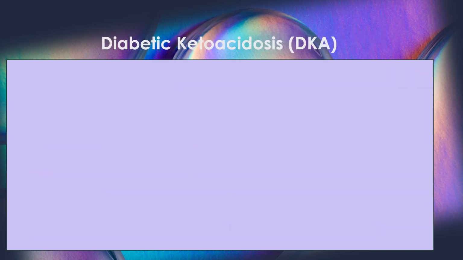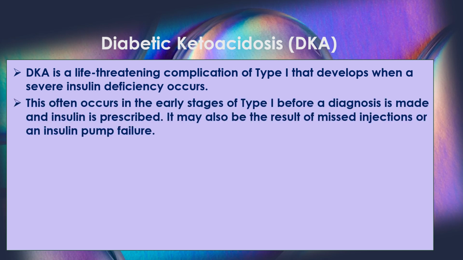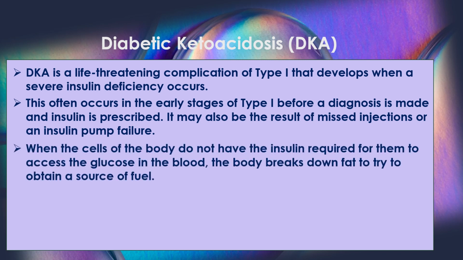A severe complication of diabetes mellitus, generally in this case type 1, is diabetic ketoacidosis, or DKA. This is a life-threatening complication of type 1 that develops when a severe insulin deficiency occurs. This often occurs in the early stages of type 1 before a diagnosis is made and insulin is prescribed. It may also be the result of missed injections or an insulin pump failure.